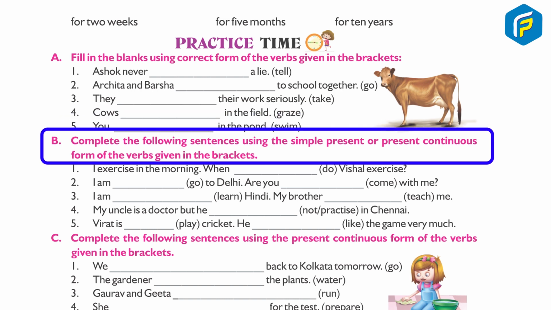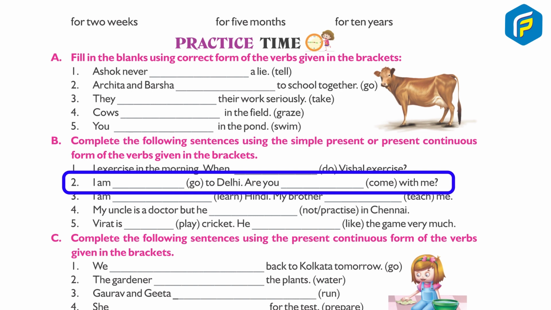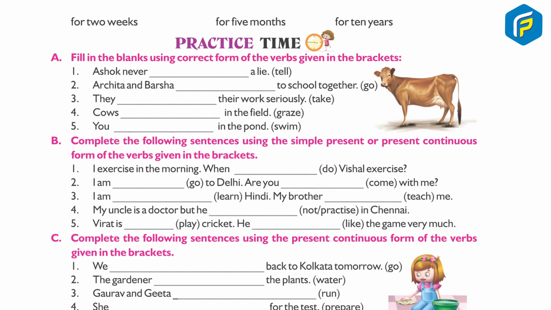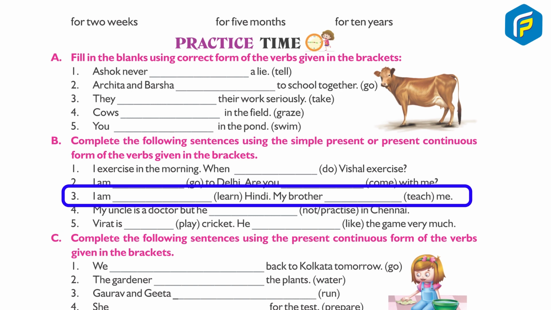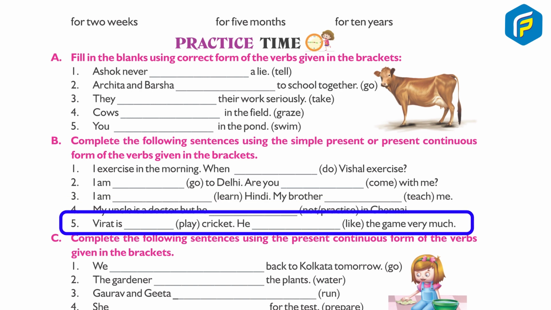B. Complete the following sentences using the simple present or present continuous form of the verb given in the bracket. 1. I exercise in the morning. 2. I am going to Delhi. Are you coming with me? 3. I am learning Hindi. My brother teaches me. 4. My uncle is a doctor but he is practicing in Chennai. 5. Virat is playing cricket. He likes the game very much.